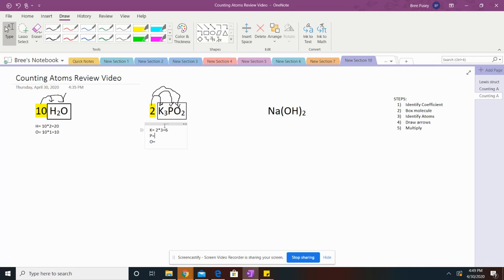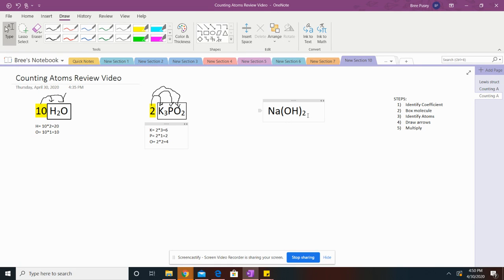Next up, let's do P. I know I've got coefficient 2 multiplied by no subscript. None means 1. That gives me 2. All right, and what about O? I've got a coefficient of 2, subscript of 2. So 2 times 2 equals 4 oxygen atoms.